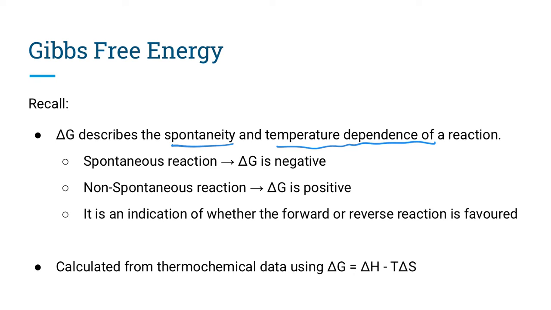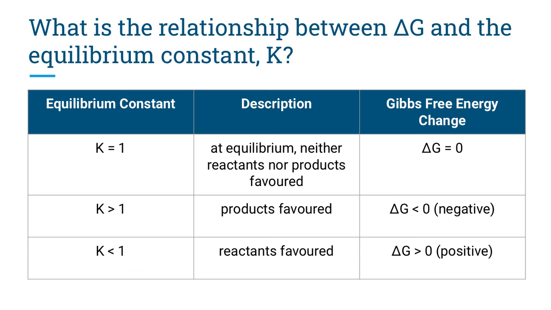So remember, a spontaneous reaction is when delta G is negative, non-spontaneous is when delta G is positive, and it is a really good indication of whether the forward or the reverse reaction is favored. So if delta G is negative, it means the forward reaction is favored. If it's positive, it means the reverse reaction is favored. Okay, so just something to keep in mind. And we can calculate delta G, if you remember, from delta H minus T delta S.